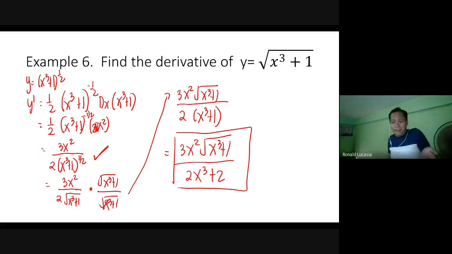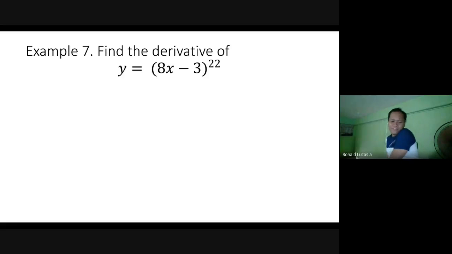Ikaw kung paano gawin. Let's try number 7. Number 7 is easy. Y is equal to (8x minus 3) raised to the power of 22.